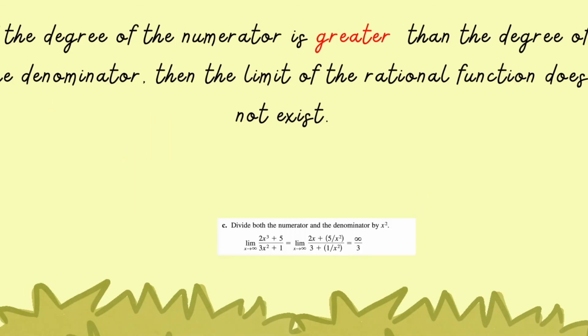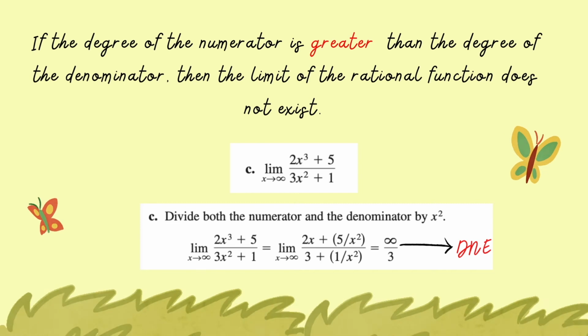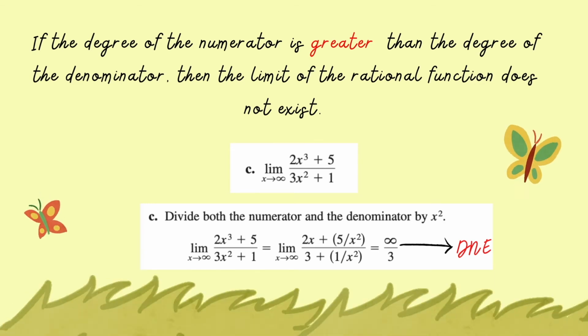And for the third occasion, the degree of the numerator, which is x cubed, is greater than the degree of the denominator, which is x squared. So we get DNE as the answer. The limit does not exist. Or you can choose to divide both the numerator and the denominator by x squared, and the answer you'll get again is does not exist.